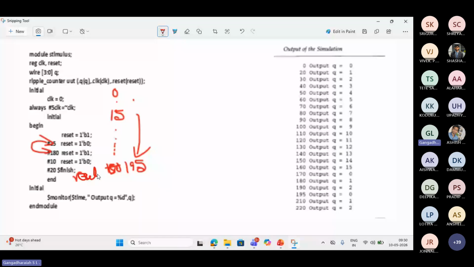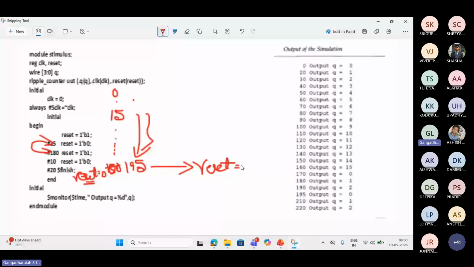My reset becomes 0. Understood? Now at 195, please understand. From 15 to 195, my reset is 0. But according to this, at 195, I make my reset 1.